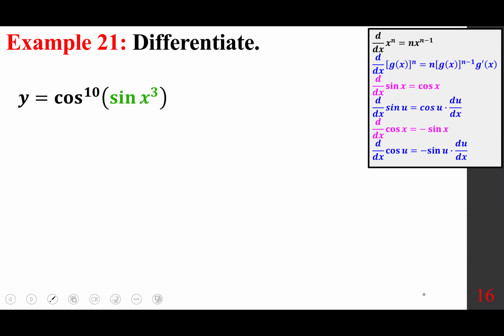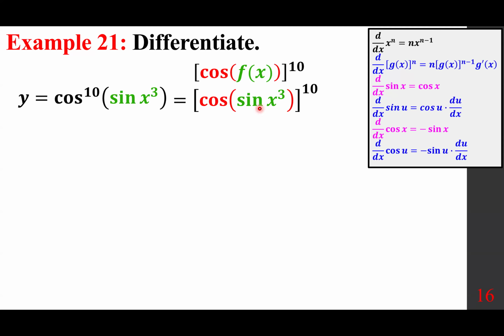Now, y equals cosine to the power of 10 of sine x cubed. First, I want to rewrite this. I want everybody to see it's cosine of something, sine of x cubed, that is being raised to the power of 10. In essence, never mind what this is. It's cosine of something to the power of 10. You need 10, cosine to the power of 9, and then the derivative of that. So I'm going to call this f of x, because I want to make it easy for everybody to see what's happening.